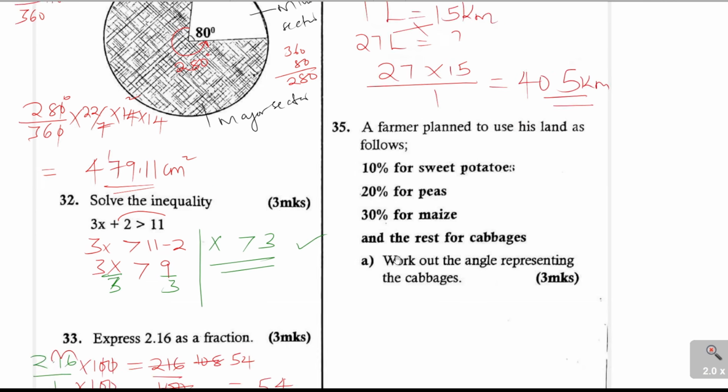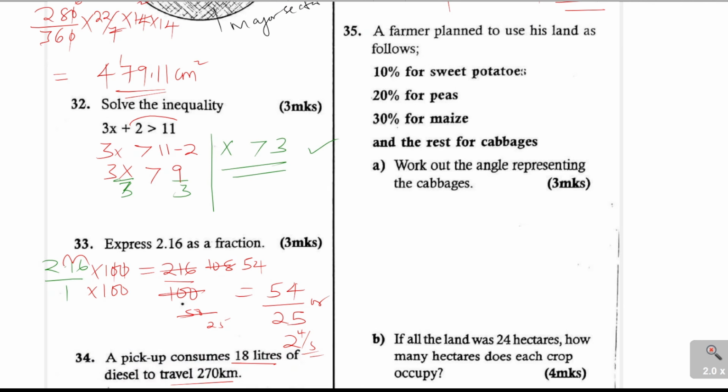Question 35. A farmer planned to use his land as follows: 10% for sweet potatoes, 20% for peas, 30% for maize, and the rest for cabbages. Work out the angle representing the cabbages.